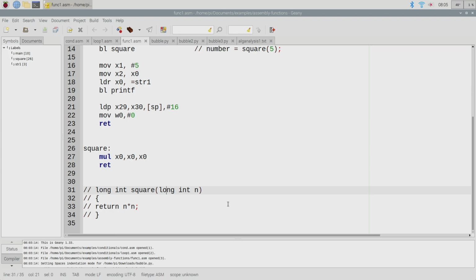And in this case, we also know that it only takes in a single number because it's only using X0. So if I were to pass two values to a function, like a function that adds two numbers and returns the sum, where do the two input numbers need to go before I call the function? They need to go into registers 0 and 1. You always start at register 0 for parameter passing.